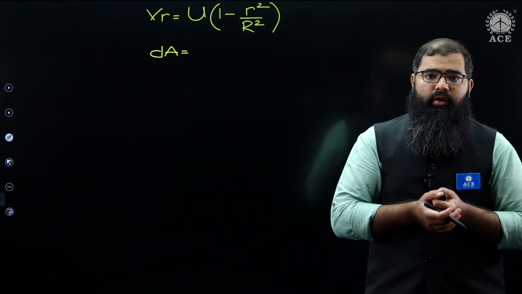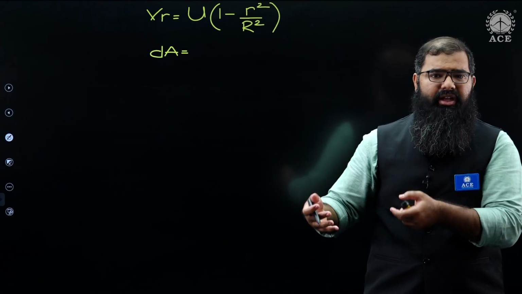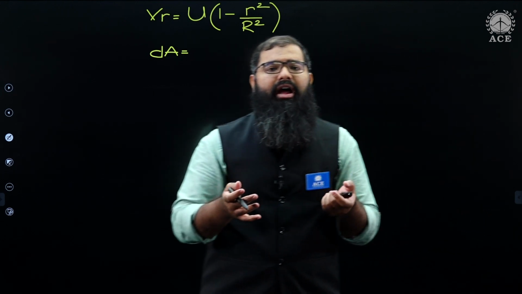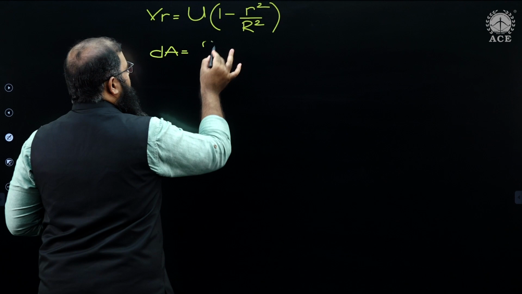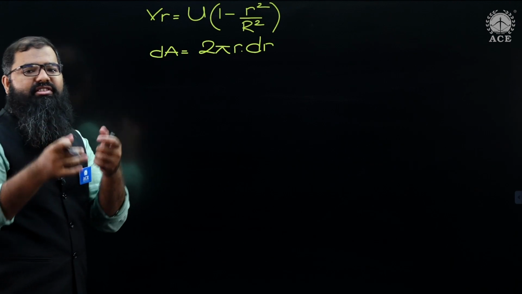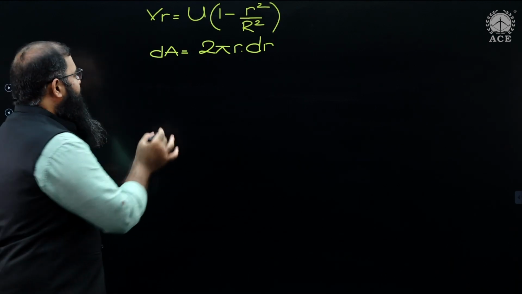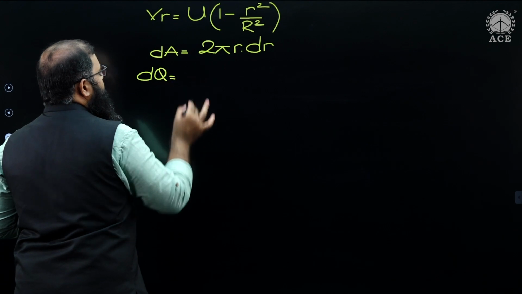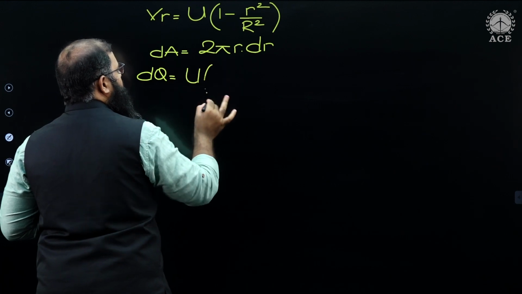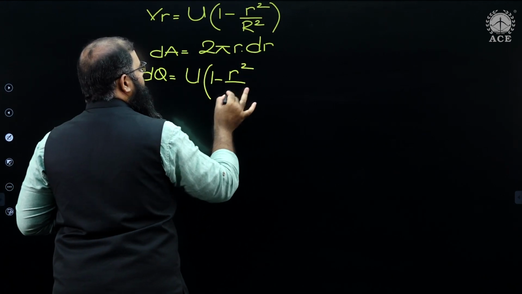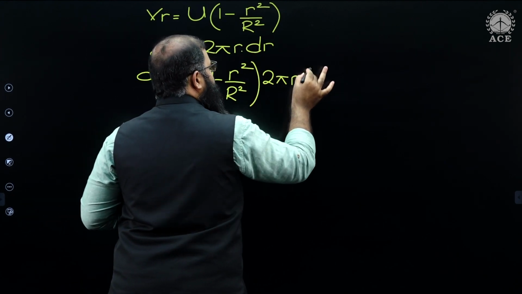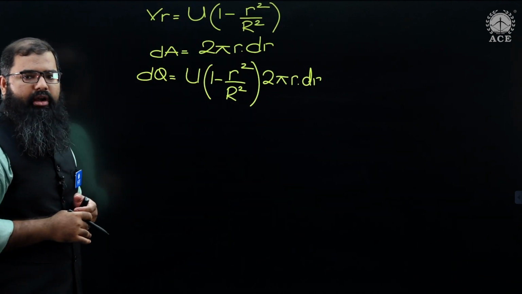That ring element, if you recall, you have done this in mechanics, strength of materials, fluid mechanics, multiple times. That ring element is going to have an area of 2 pi r, that is the circumference, multiplied by a differential thickness, which is dr. Now, I can say the value of differential discharge over here is equal to v_r multiplied by differential area, that is capital U times 1 minus r square upon capital R square, multiplied by 2 pi r times dr.